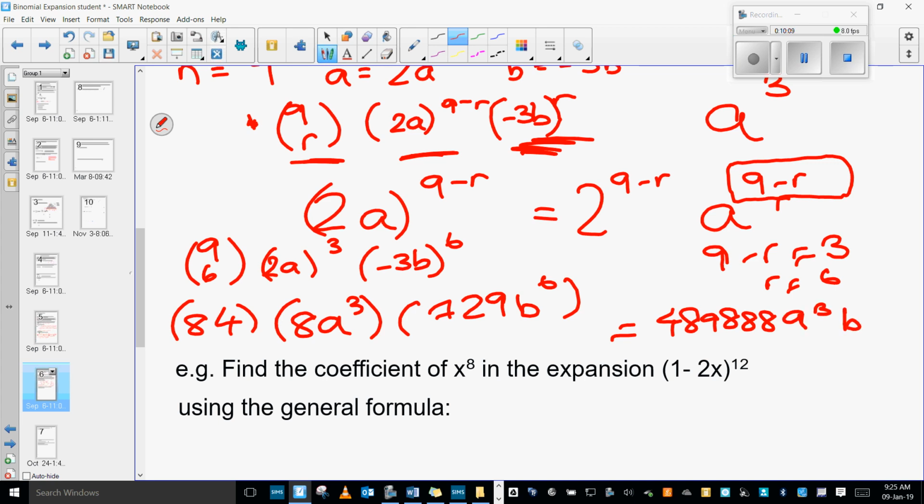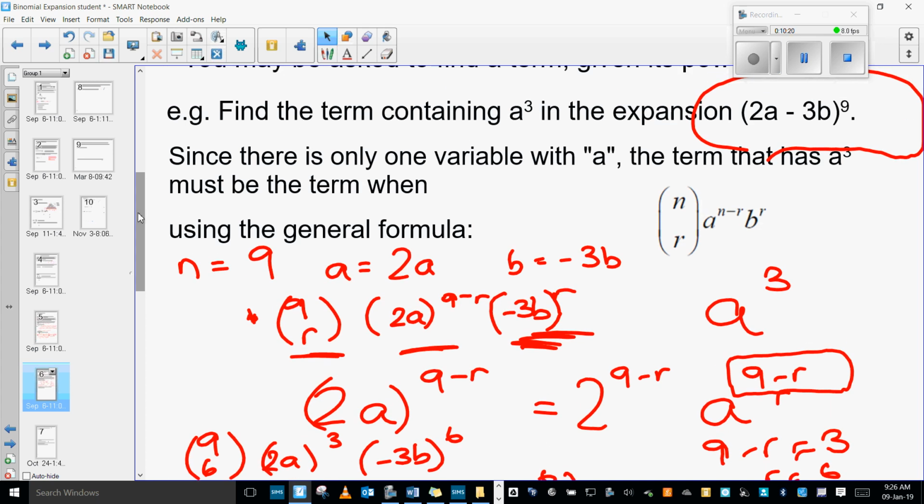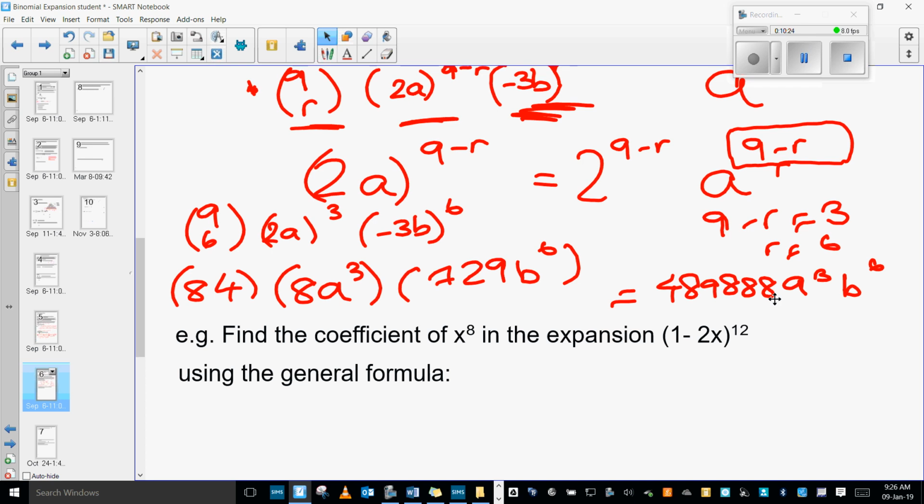Now, what I want you to do is just to double check what the actual question was. It says, find the term containing a cubed. So we have done that. Sometimes they'll say what's the coefficient of the term containing a cubed, in which case you would just leave it as the 489888. It's a minor point, just to double check it. And that's what this next one does. It says find the coefficient of x to the 8.